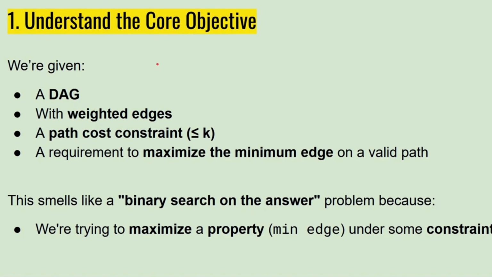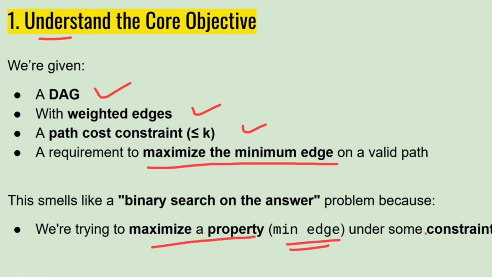The very first thing, now you will say, one of the comments I have shown in the previous video, that how you approach this problem, right? So very first, you try to understand the core objectives. What we have given, we are given a DAG, right, with weighted edges. We have path cost we have given, which is less than equal to k, and our requirement is to maximize the minimum edge on the valid path. So this smells like a binary search on the answer problem, because we are trying to maximize the property that is called min edge under some constraint, right?